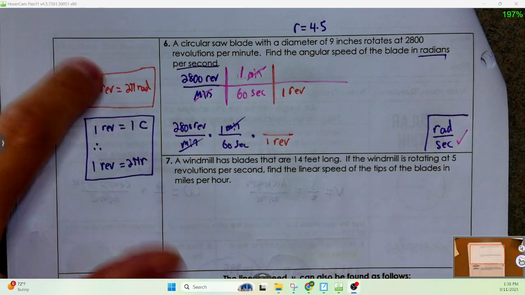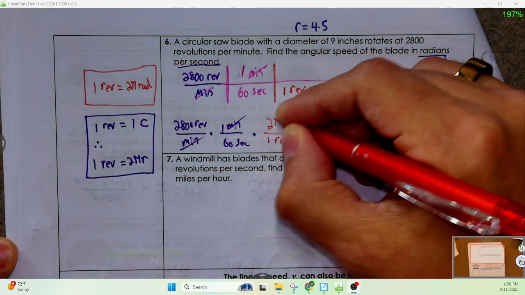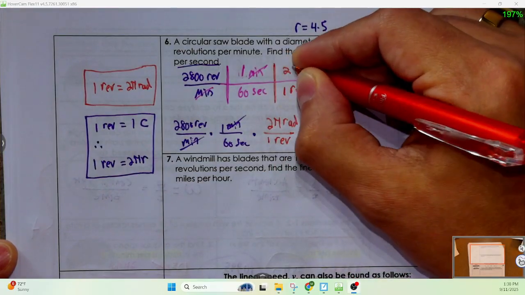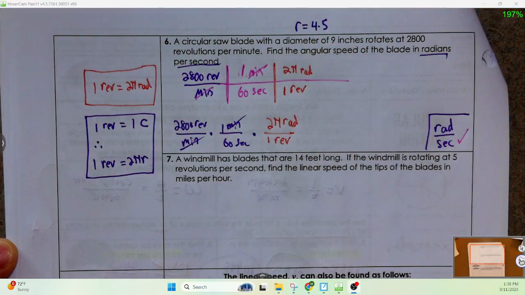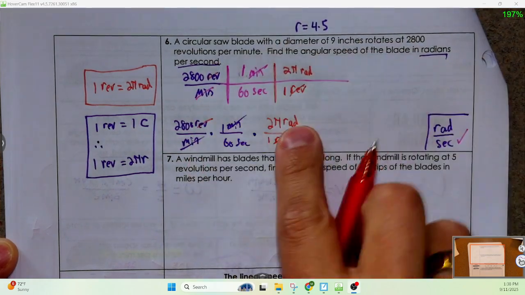We need the orange, though, because we want radians. So we're going to put 2 pi radians, which is how many degrees? 2 pi radians is 360 degrees. So 360 degrees is a revolution. Does that make sense to you? 360 degrees is a revolution. That's that. We have the units we want, radians and seconds.